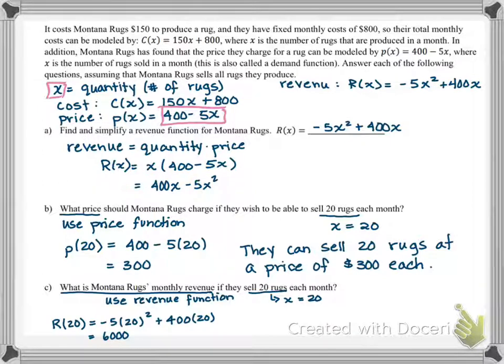If you hadn't done part B and we just asked what's the revenue, probably the most efficient thing to do would be to just plug it into the revenue function. So the revenue from selling 20 rugs is 6,000. So far, so good?